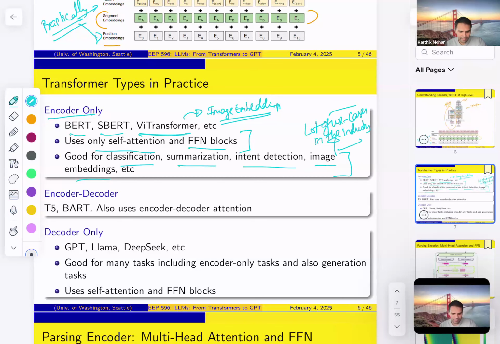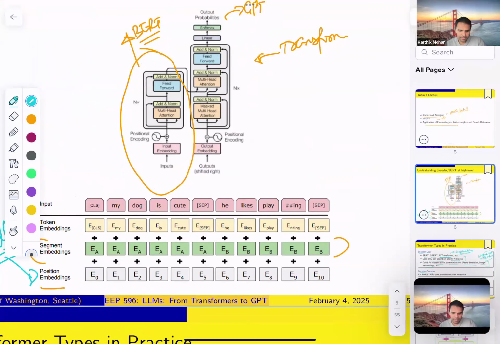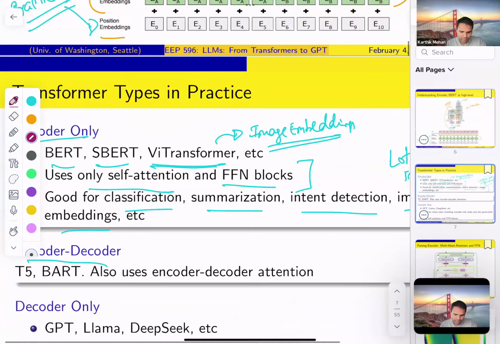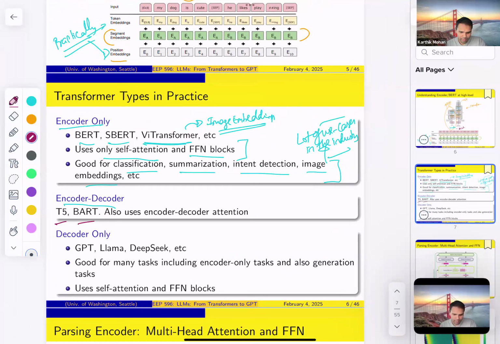Then we have the encoder decoder transformer, which is the full transformer that you see in this image. This is the encoder and this is the decoder. If you use both, that's the encoder decoder transformer application. T5 and BART are a couple of examples that use encoder decoder attention as well. This is a special attention where you pay attention to the encoder as you do the decoding, so that's why it's called encoder decoder attention. You keep looking at what happened in the encoder so that you can decode. But this one is not used as much these days at all.